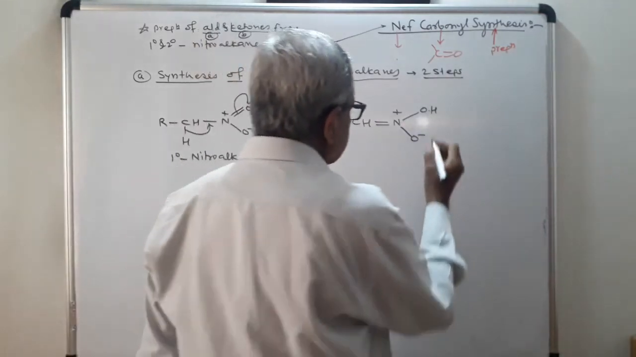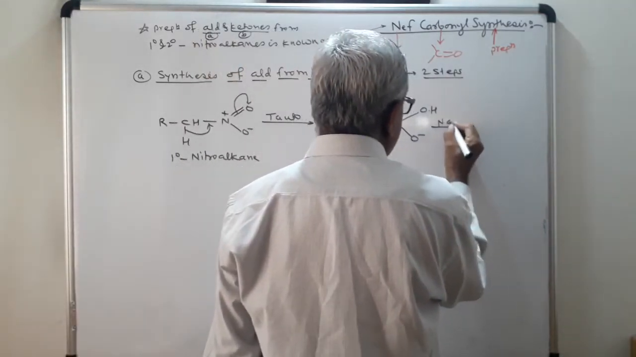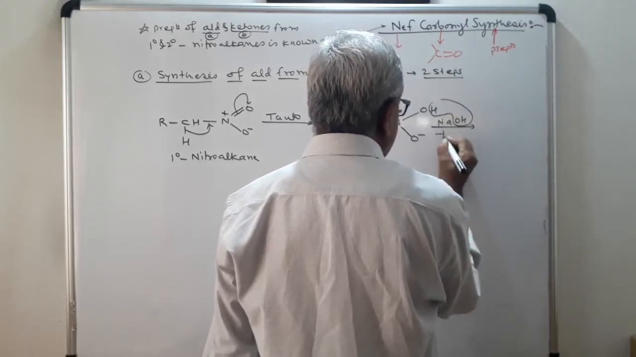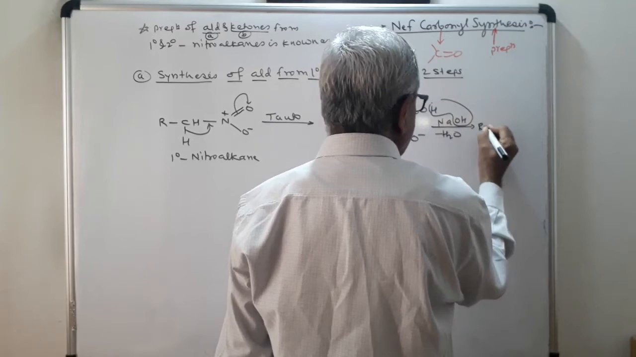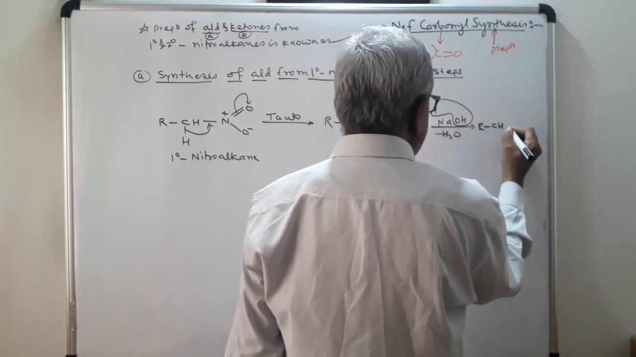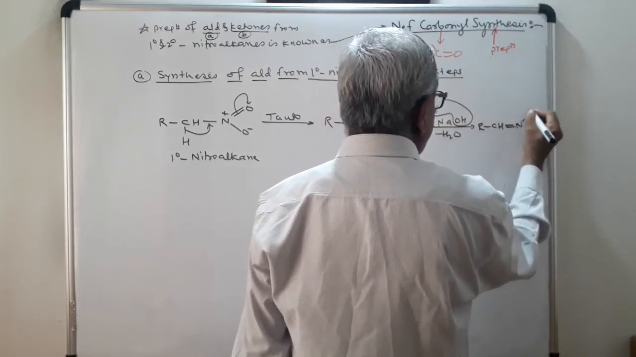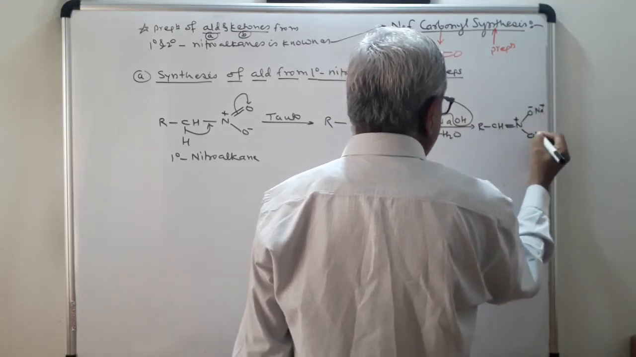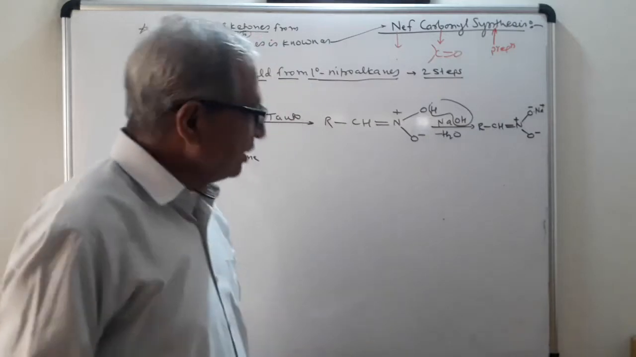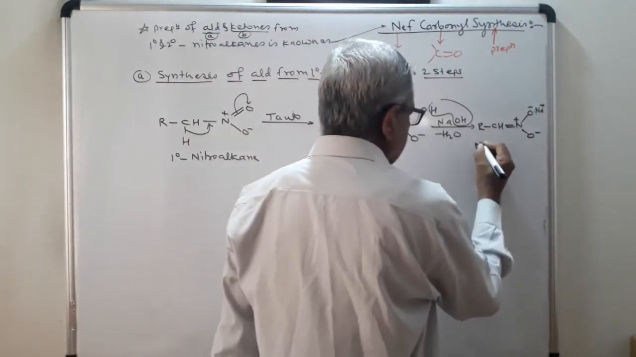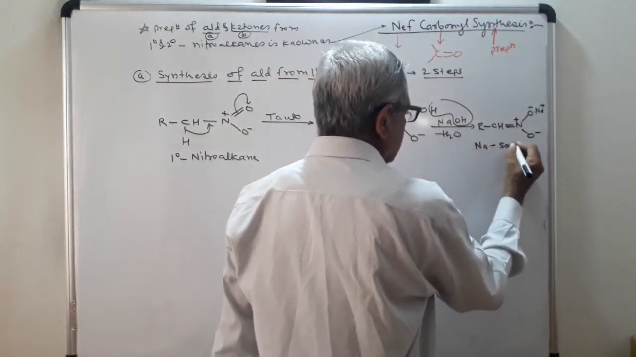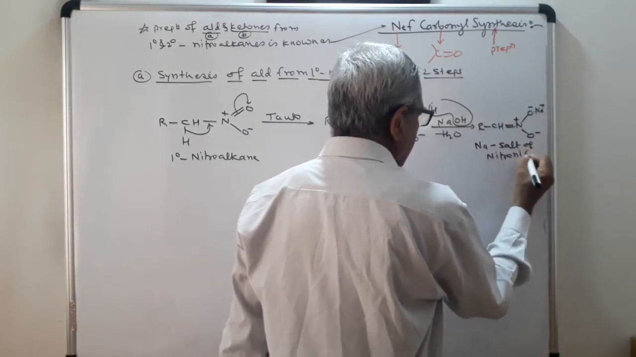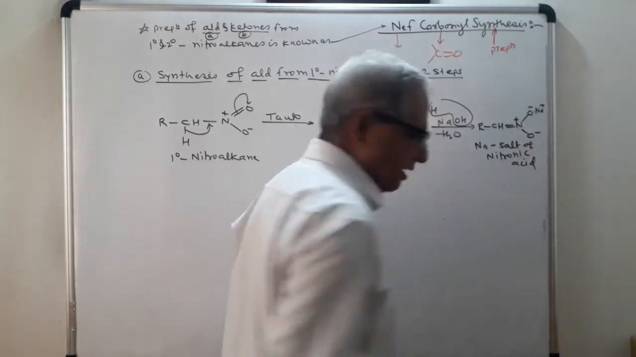Then you will do the reaction with NaOH. You can easily remove the water molecule, minus H2O. So you will get here RCH double bond N, O minus Na plus, O minus. This is the sodium salt of nitronic acid. This is your step first.